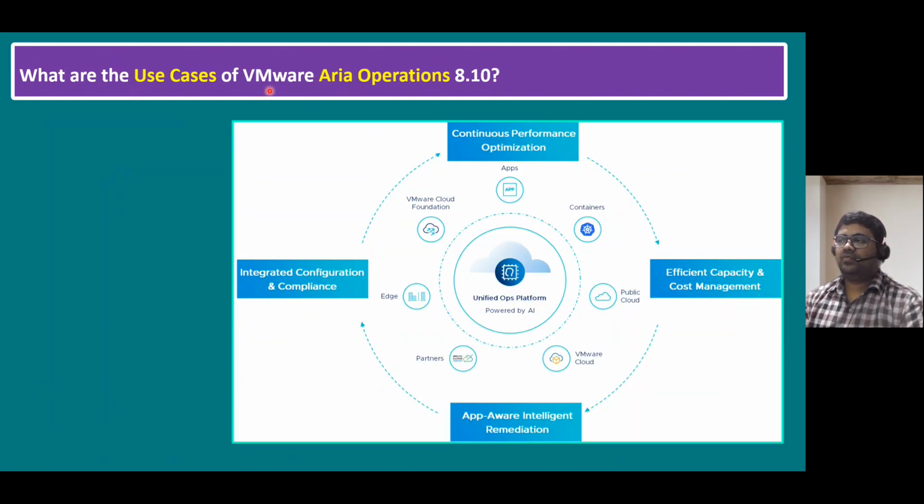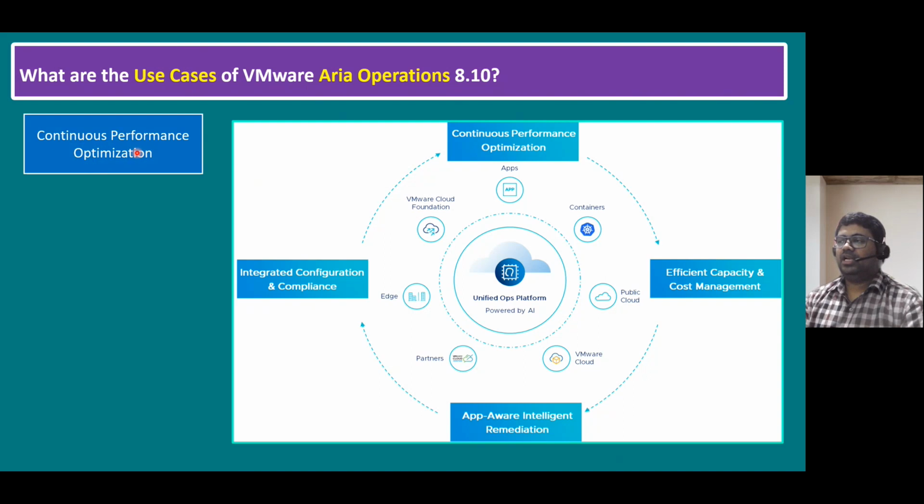What are the use cases of VMware Aria Operations 8.10? Even in 8.10, the main use cases are these four pillars. The first pillar talks about continuous performance optimization and efficient capacity and cost management. Just now we verified in the vRealize Operations console, there is a tab for cost management and capacity. Similarly, we have a tab for app-aware intelligent remediation and also integrated configuration and compliance. Whatever the key tabs available, those are all the main use cases for Aria Operations.